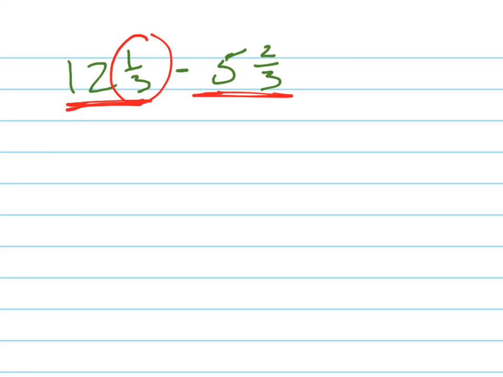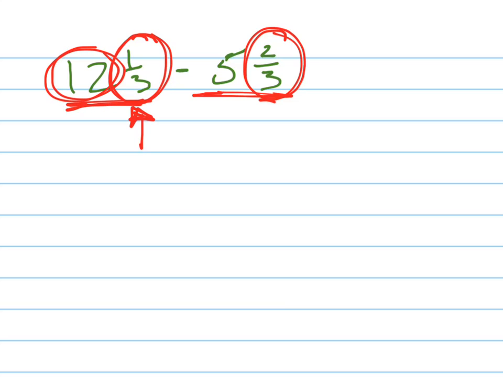But 1/3, the fractional part, is smaller than 2/3. So you need to change this fraction right here so that that fractional part is bigger than this fractional part. And you do that by taking the whole number, 12, and splitting it up into 11 and 1. But this 1 is 3/3. So 12 is 11 plus 3/3. So 12 and 1/3 is the same as 11 and 4/3. That's essentially what you're doing.